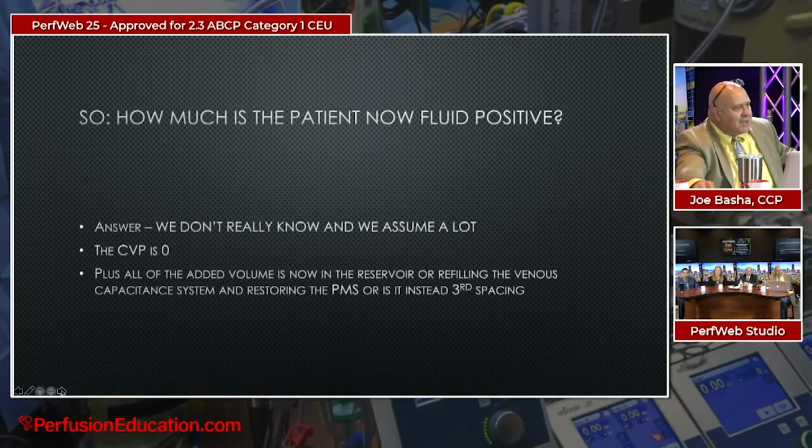So how much is the patient now fluid positive? Well, we really don't know, and we assume a lot because of the things that I just discussed. The CVP is 0, so we know the heart's empty. We've got plenty of flow, plus all the added volume is going down the reservoir or refilling the venous capacitance system and restoring the PMSF, or is it instead third spacing? We don't know the answer to that either. Next slide.